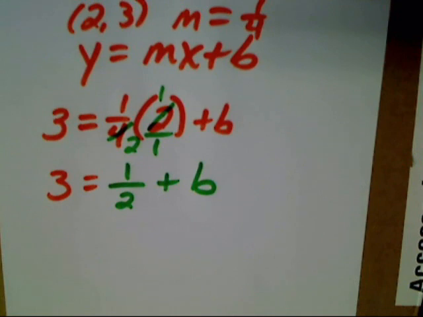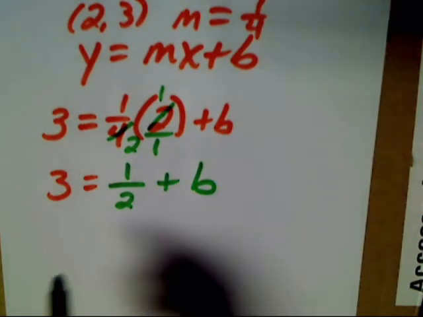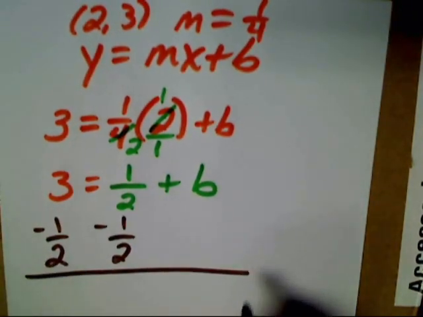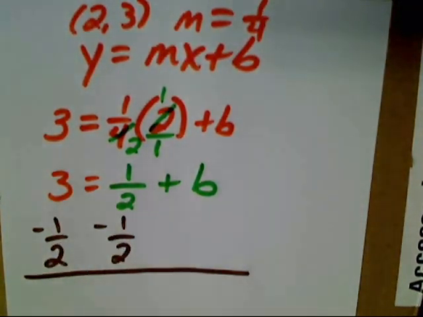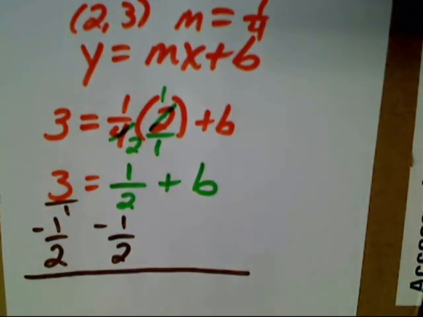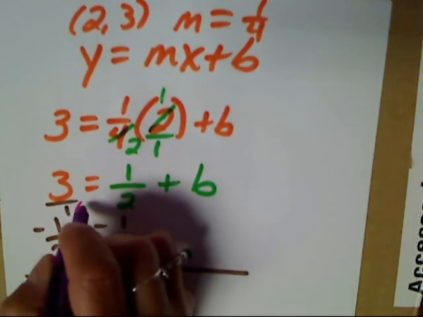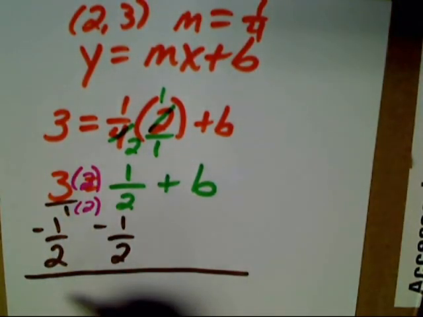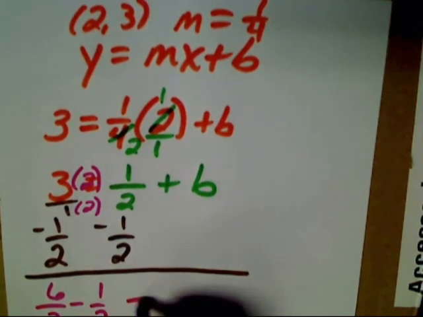Now we have to get the b by itself, so we're going to have to subtract the 1/2. I can't take 1/2 from 3 because they don't have like denominators, because 3 is 3 over 1. So in order to simplify that, I'm going to have to get a common denominator. The common denominator between 1 and 2 is 2. So to make this 1 into a 2, we'd multiply it by 2. But if I do that to the bottom, I have to do it to the top as well. So that gives me 6/2, and I'm subtracting 1/2 to equal b.